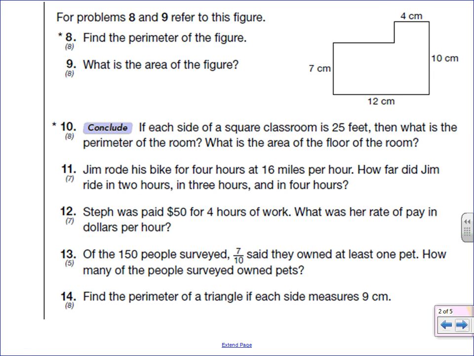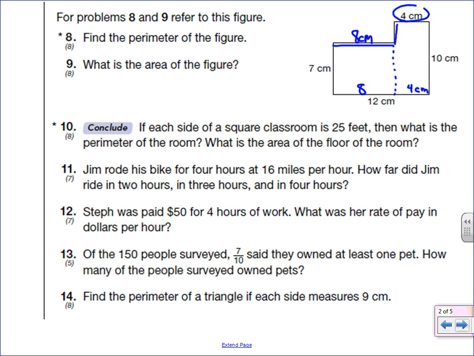Alright, number 8 says find the perimeter of the figure. Well, the first thing that I'm going to do is I'm going to figure out what these two sides are here. So I'm going to drop this down. Well, if this section is 4, because this one up here is 4, then this section over here is 12 minus 4, so this is 8, which means this is 8 centimeters up here.